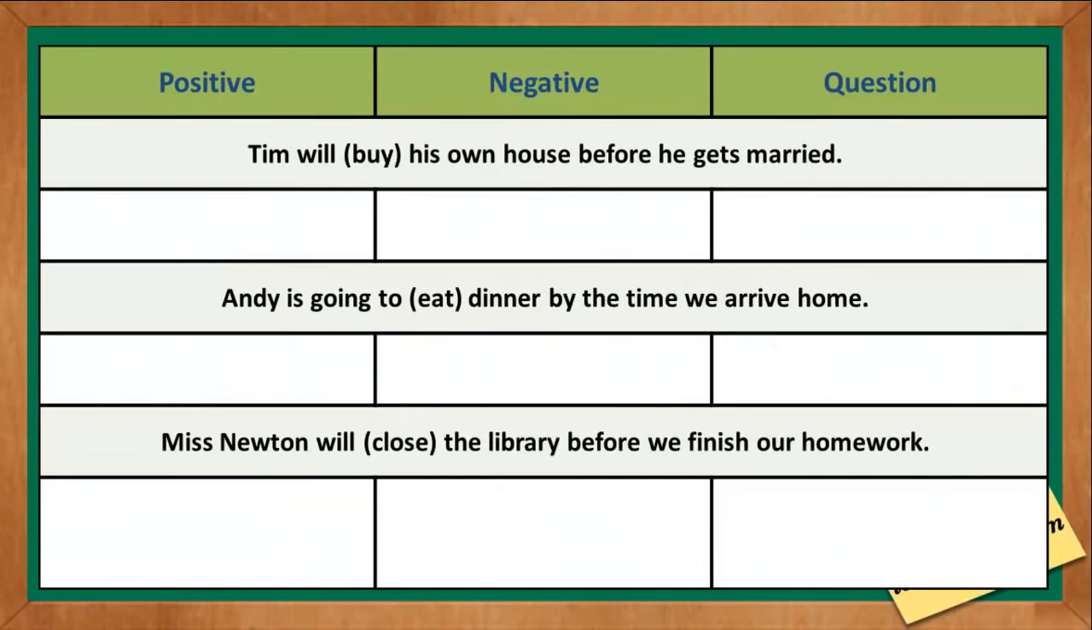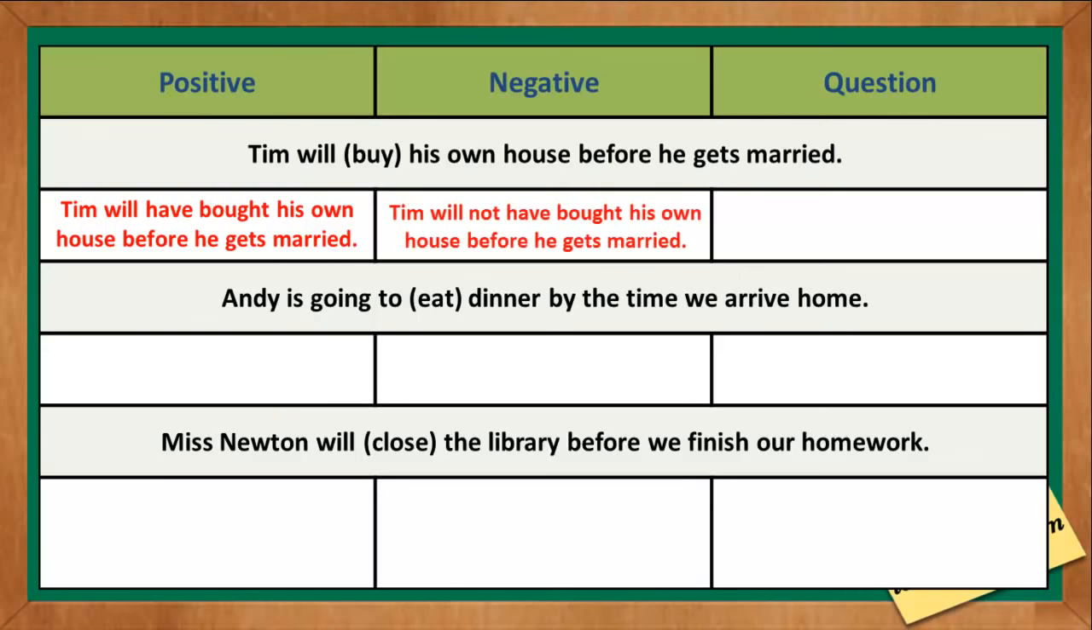The next one, Tim will buy his own house before he gets married. The verb is buy. The correct positive statement is, Tim will have bought his own house before he gets married. The negative sentence is, Tim will not have bought his own house before he gets married. And the question is, will Tim have bought his own house before he gets married?